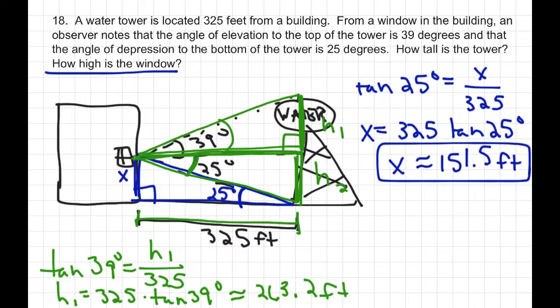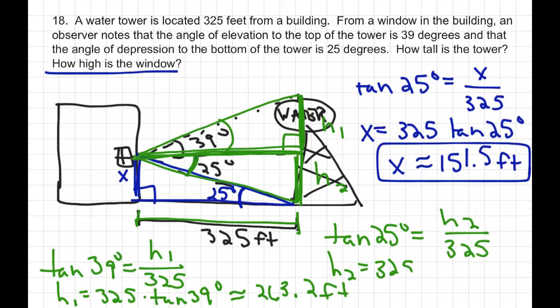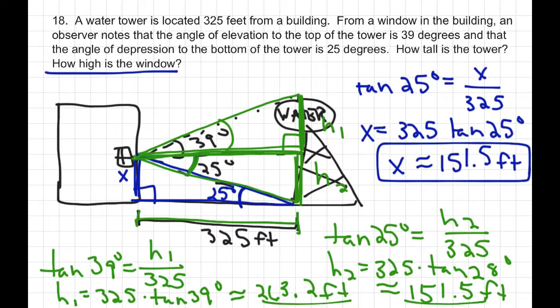To find height 2, I'm going to use tangent again because here's 25 degrees. I want to find the side opposite, and I know the side adjacent. So the tangent of 25 degrees is going to equal height 2 over 325. So height 2 is going to be 325 times the tangent of 25 degrees, which is approximately 151.5 feet. To find the total height, I'm going to add these two numbers together. So the total height of the water tower is going to be 414.7 feet.